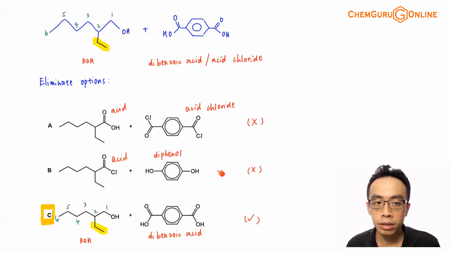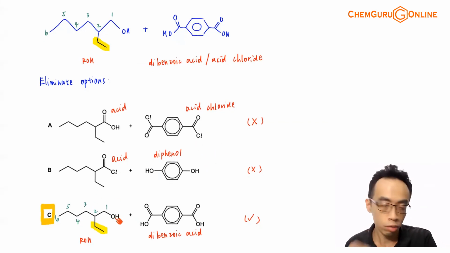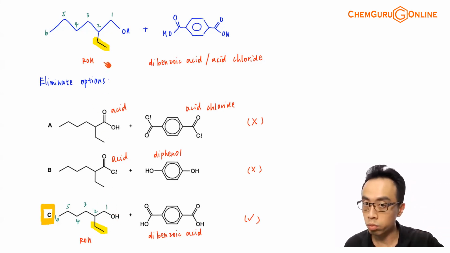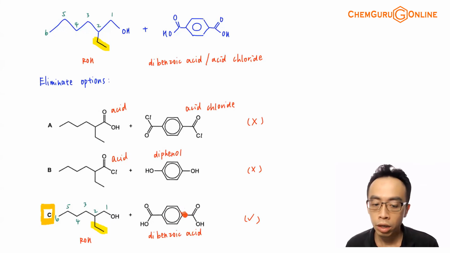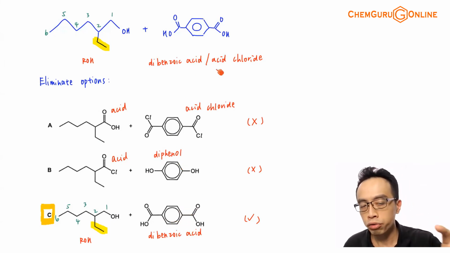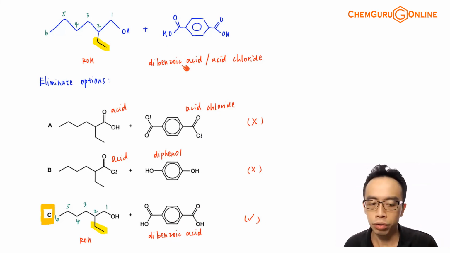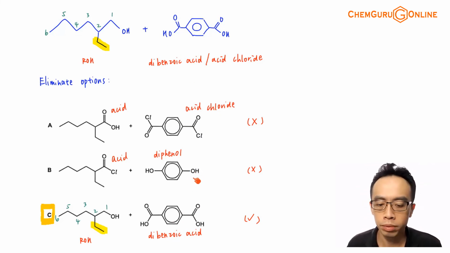Now how about C? In C, you notice I have an aliphatic alcohol, straight chain 6 carbon, ethyl group on carbon position 2, and my OH group is on carbon position 1. So this is perfect, exactly the same as what we have deduced. And involving my acid, you notice I have a dibenzoic acid. And again, this fits perfectly according to what we have deduced. So C definitely is a possible answer.